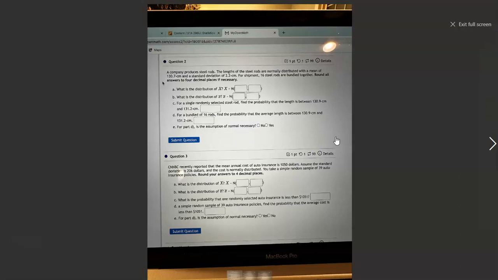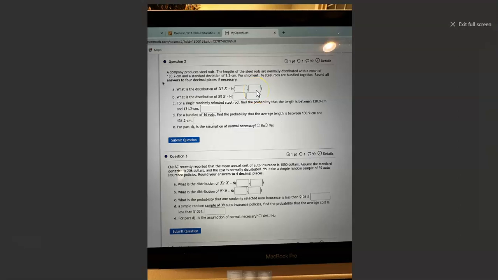Okay, so first it asks for what the distribution of x is. Now when it asks for that, we want to list the mean first and the standard deviation second. So it told us the mean was 130.7. That's what would go first here. And the standard deviation is 2.2, and that would go second.